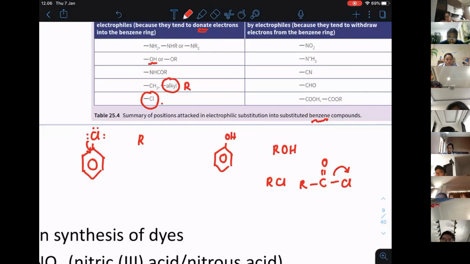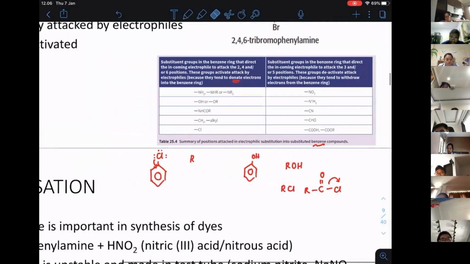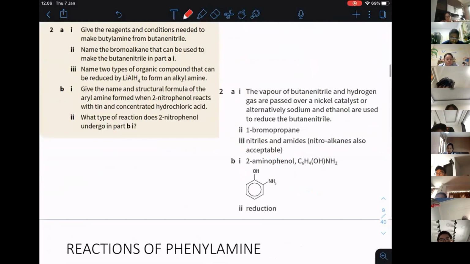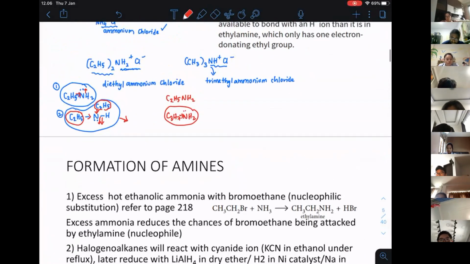So do refer to this table. This table is very suitable for benzene compounds. But if you just want to know in general, R groups are going to be electron donating, and halogens, any halogens, are electron withdrawing.